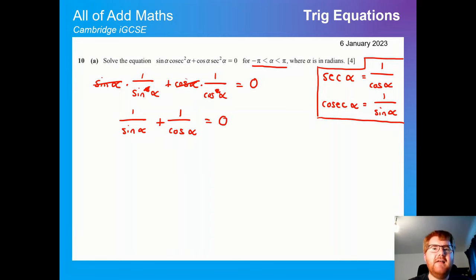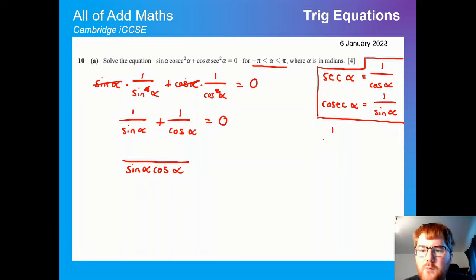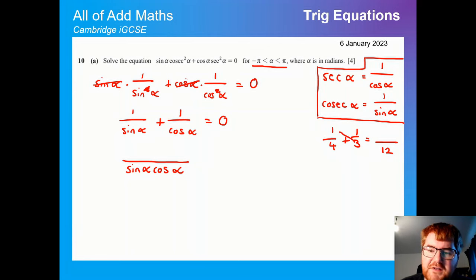Now, generally when I have two fractions in a trig identity style question, I generally want to get one fraction out of it. So the way I'm going to do that here is create a common denominator of sine alpha and cos alpha. This is the way you would do, for example, 1/4 plus 1/3: we want to write this out of 12. And the way that we create the numerator is we do 1 times 3, which is 3, and then 1 times 4, which is 4, and add them together at the top.